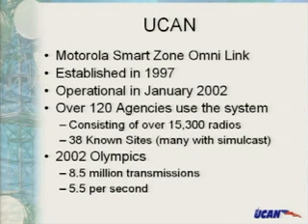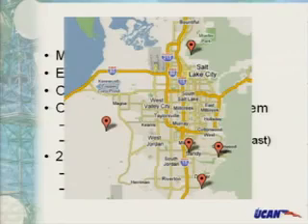Some of the scanners, we've had some issues with some of the scanners in the area, and we think it might be related to the simulcast, because when we go to non-simulcast systems and listen to them, they're fine. So it could definitely be because of that. During the 2002 Winter Olympics, there were 8.5 million transmissions on the radio system that averaged out to 5.5 per second. So that's a lot of radio traffic on that system. It's a very big infrastructure, and it's set up to handle quite a big amount.